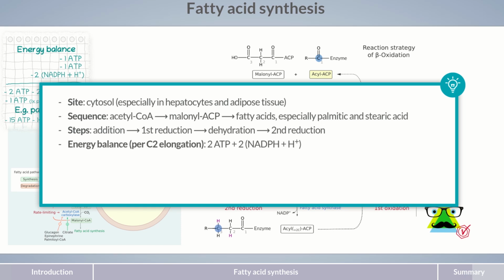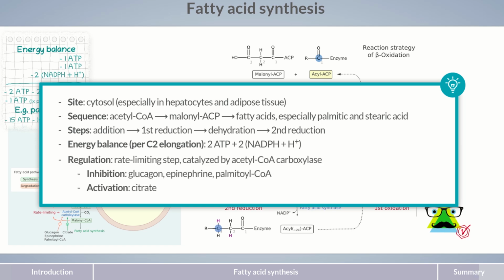Elongation of the fatty acid by 2 carbon atoms requires a total of 2 ATP and 2 NADPH and H+. The rate-limiting step of fatty acid synthesis is the conversion of acetyl-CoA to malonyl-CoA by acetyl-CoA carboxylase. It can be inhibited by glucagon, epinephrine, and palmitoyl-CoA, and activated by citrate.